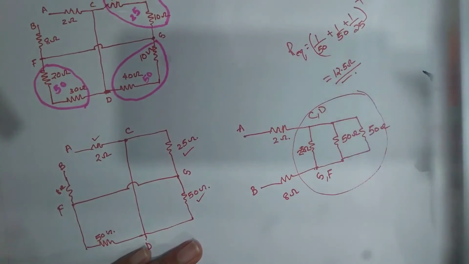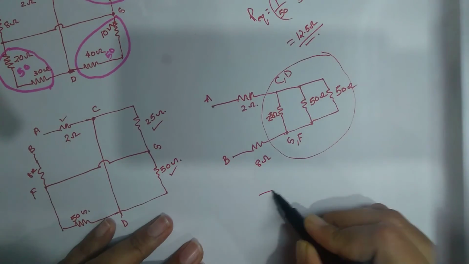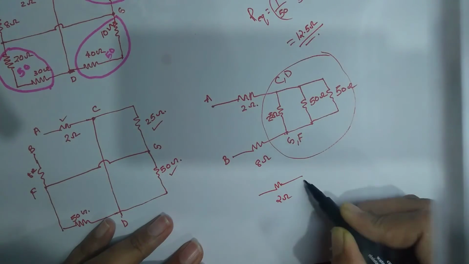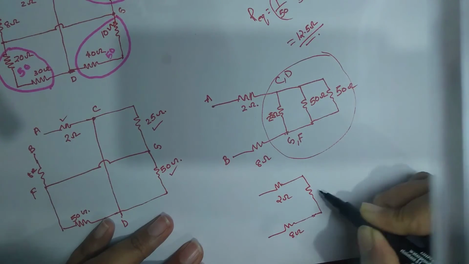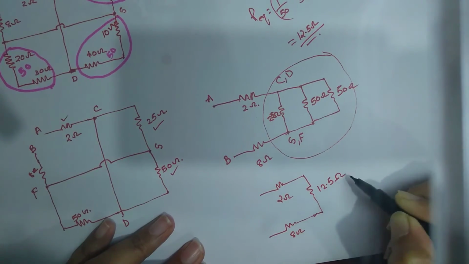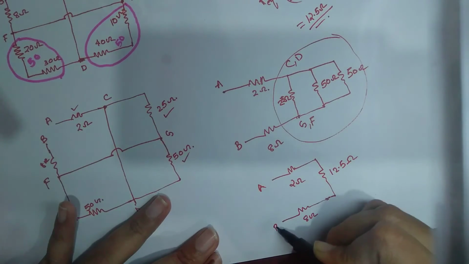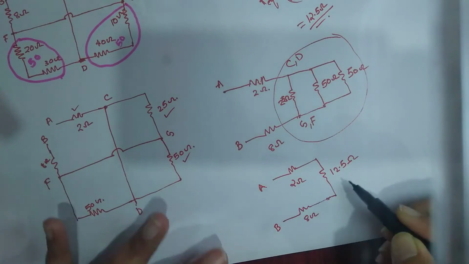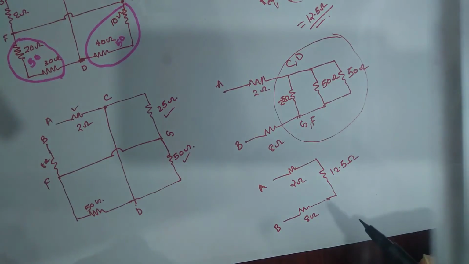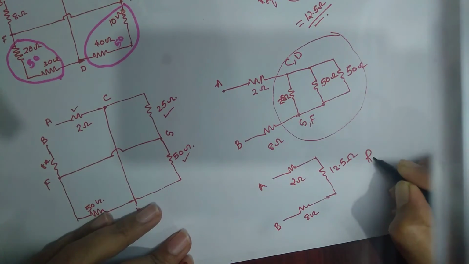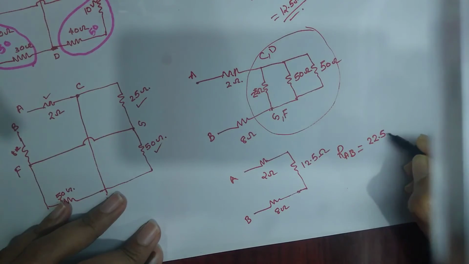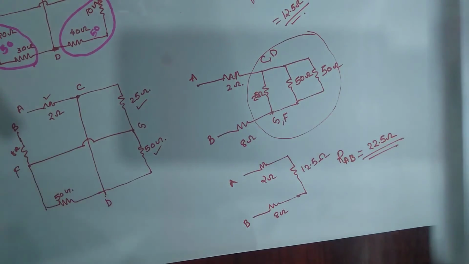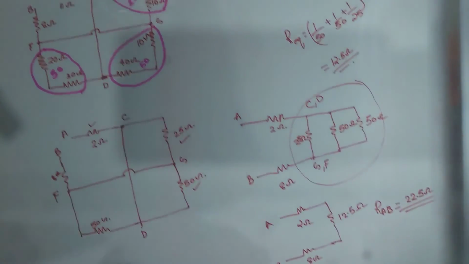So if I am redrawing my circuit again, then I am having 2 ohm, then 12.5 ohm and 8 ohm, and this is A and B. So 8 plus 2 is 10, 10 plus 12.5 is 22.5. So what is the answer? RAB is equal to 22.5 ohm. I hope you understood it.